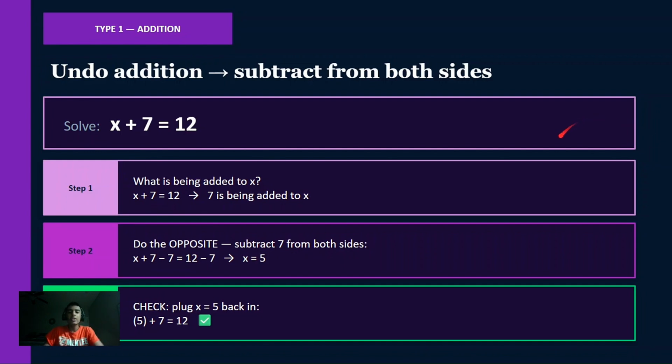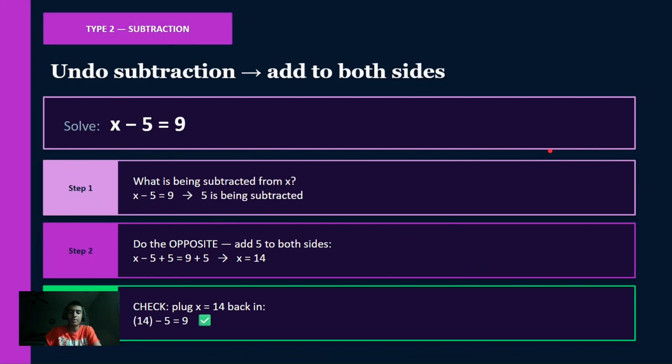Okay, now let's move on to subtraction. So, subtraction equations, the rules flip. To undo subtraction, you add. We're going to solve x minus 5 equals 9. So I'll give you a minute to solve it real quick. Please pause the video.